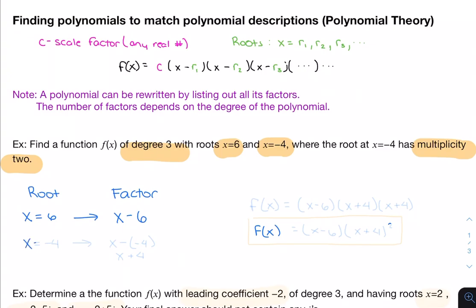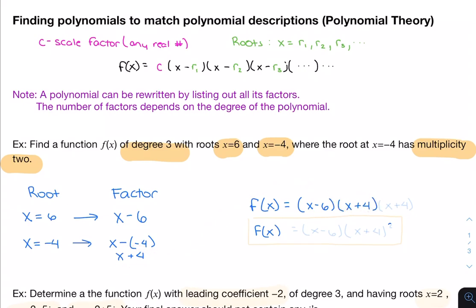Our other root, which is x equals negative 4, we can do the same thing. So we could take our x and subtract it from negative 4. But a negative minus a negative, that's just x plus 4. So to rewrite this as a function, we can actually just write our function as a list of all its factors. The description does not say that there is a coefficient or anything being multiplied, so we don't have to worry about the constant multiple. So we can just list out the factors. One of our factors was x minus 6, and the other was x plus 4.